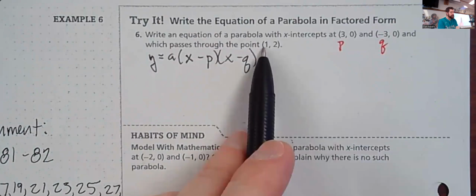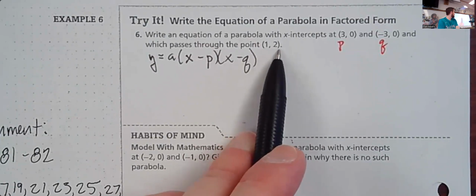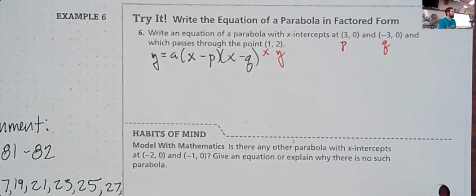Some random point, what should we label this one? Coordinates always have x and y. Good. Which means we're going to end up solving for what? Kind of like we did with vertex form. What variable do we not have? Yeah. All right. So here we go.